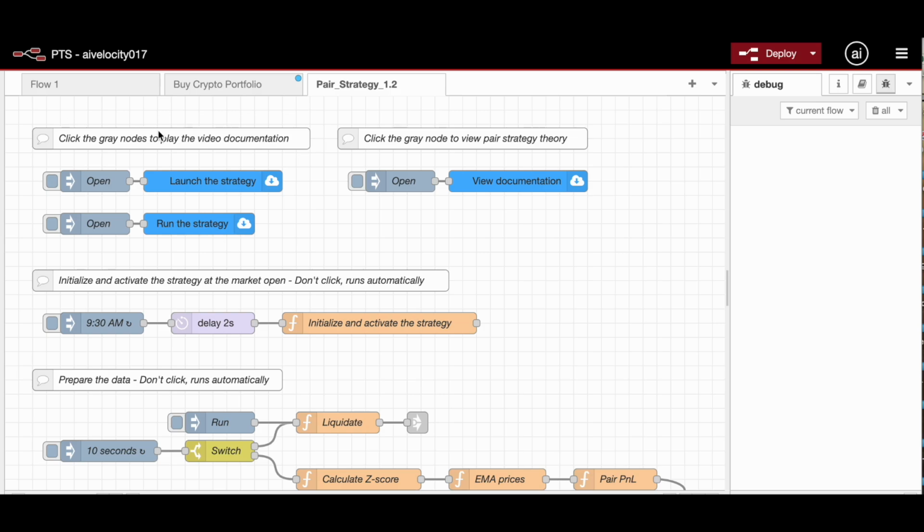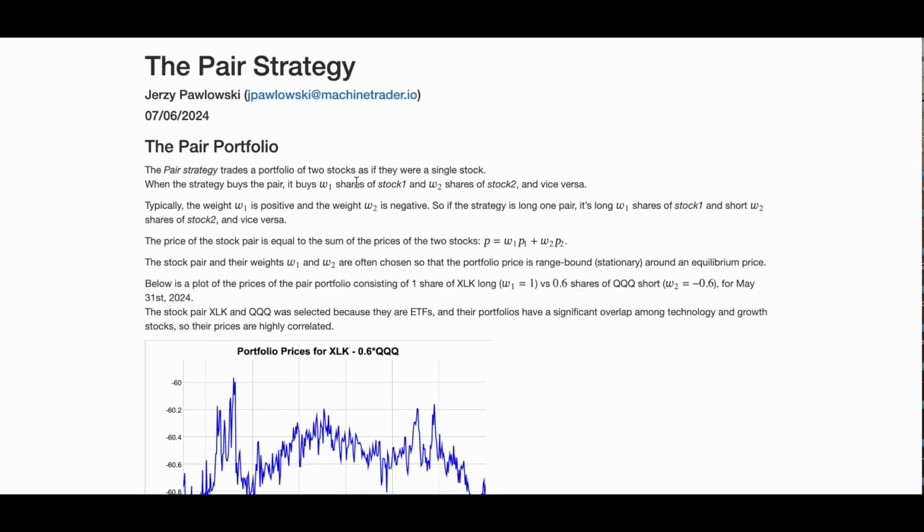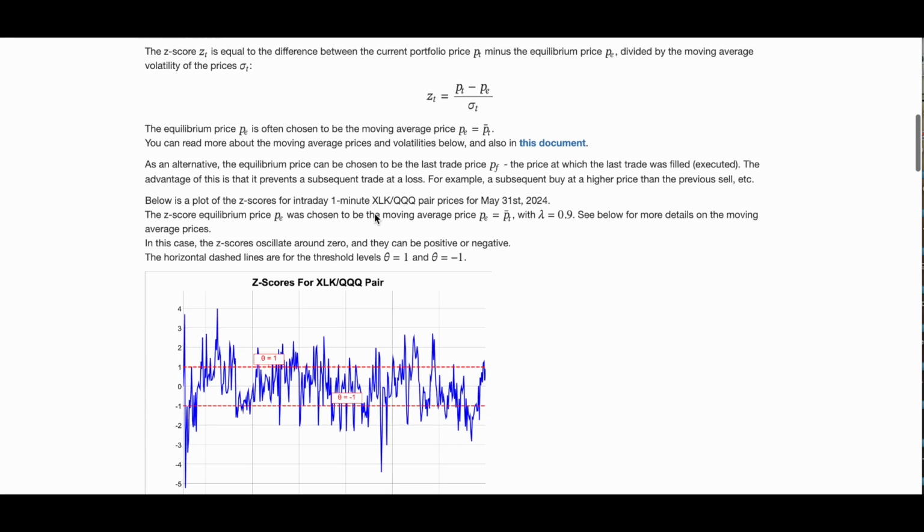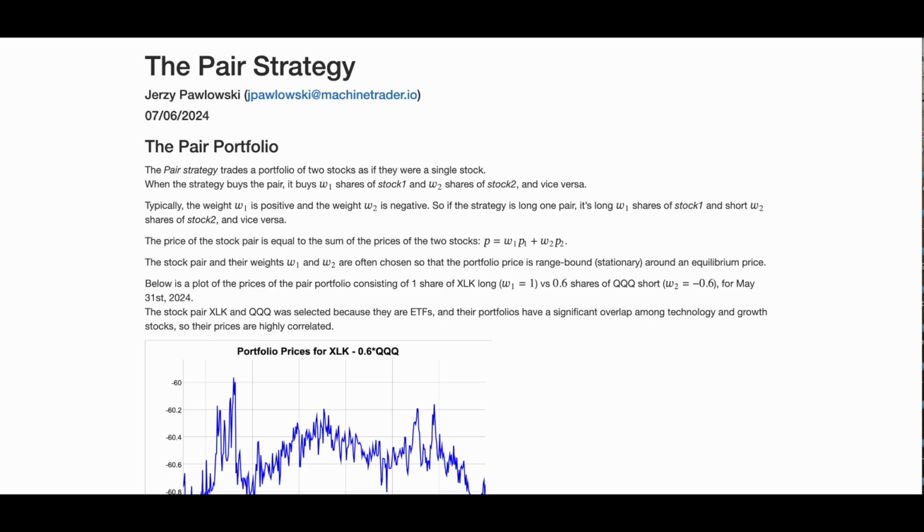When you download these shared strategies, which you will be able to do once you learn your way around, you'll see that our machine traders have documented these flows up here. So these nodes are all documentation flows when you see these blue nodes. You can click here and view the documentation that was written by our chief investment officer, Jerzy Pawlowski, who worked for many years as a quant on Wall Street. And he explains how pairs trading portfolios work.